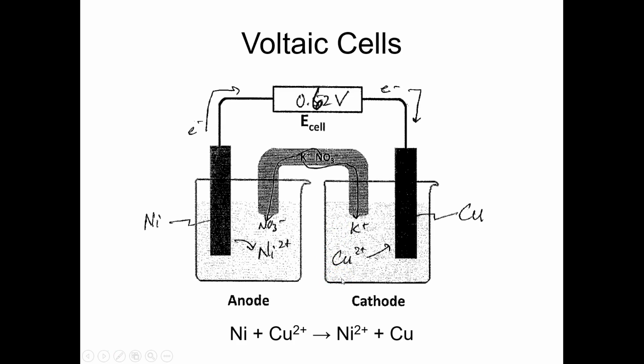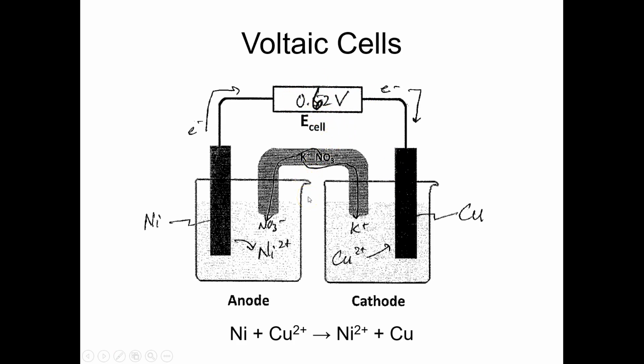The next thing it asked you to do was show the direction of the electrons moving through the external circuit. Well, electrons always go in a voltaic cell from the anode to the cathode because oxidation is happening at the anode, reduction is happening at the cathode, and so electrons from the oxidation of nickel go through the external wire to feed the reduction of copper ions at the cathode. You can ignore this about voltage. We'll talk about this later in the chapter.